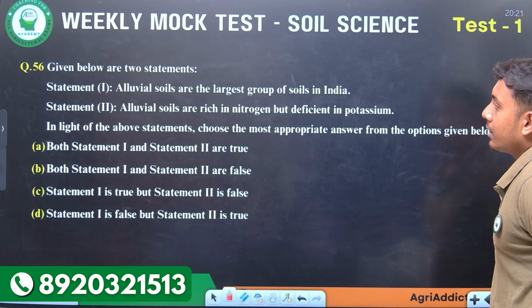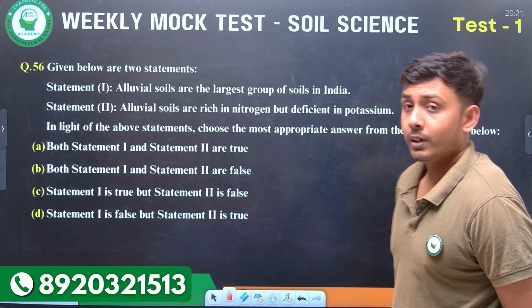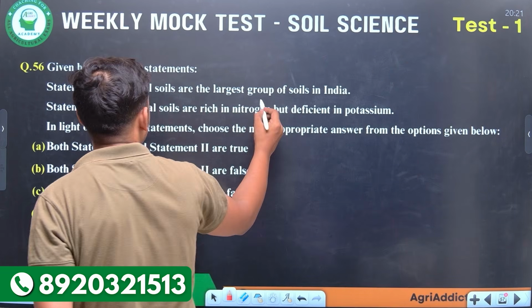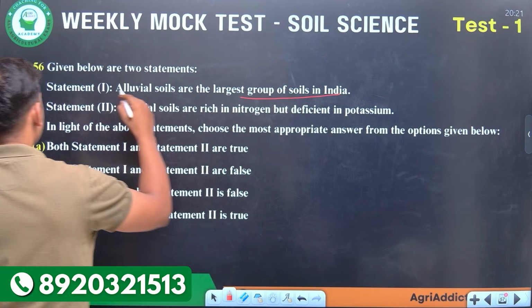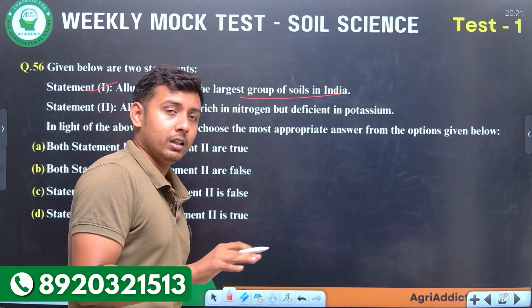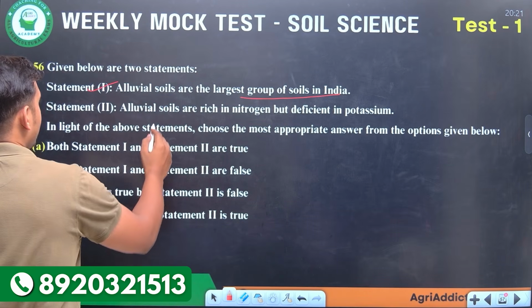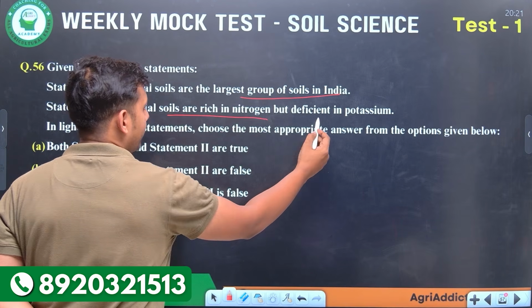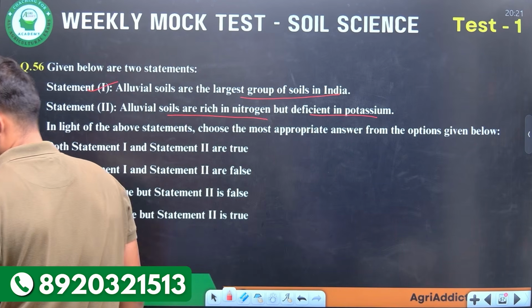Then again, two statements are there. Alluvial soils are the largest group of soils in India. Yes, it is true. We know that alluvial is the largest group. It is the largest area in India. And alluvial soils are rich in nitrogen but deficient in potassium. No, this is not true.